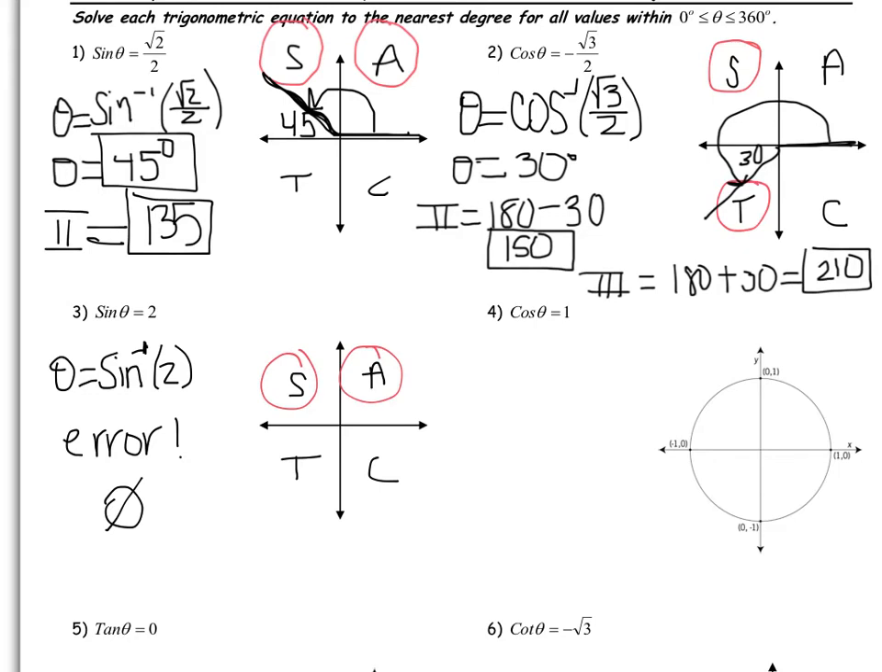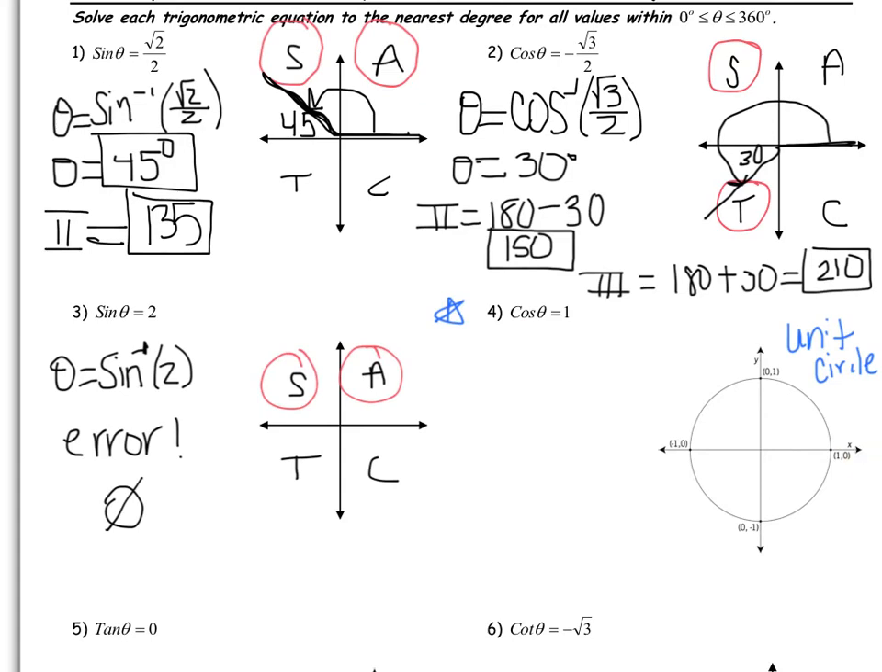Okay, example number 4. Cosine of theta equals 1. I want you to star this one, circle it, underline it, do whatever you need to do to recognize that this one is different. This one we're going to use the unit circle. So that's why I have a unit circle right down here for you. Anytime I've got either a 1, a negative 1, or a 0, you want to focus your attention here. They're asking, at what angle theta is cosine, or the x value, equal to 1?